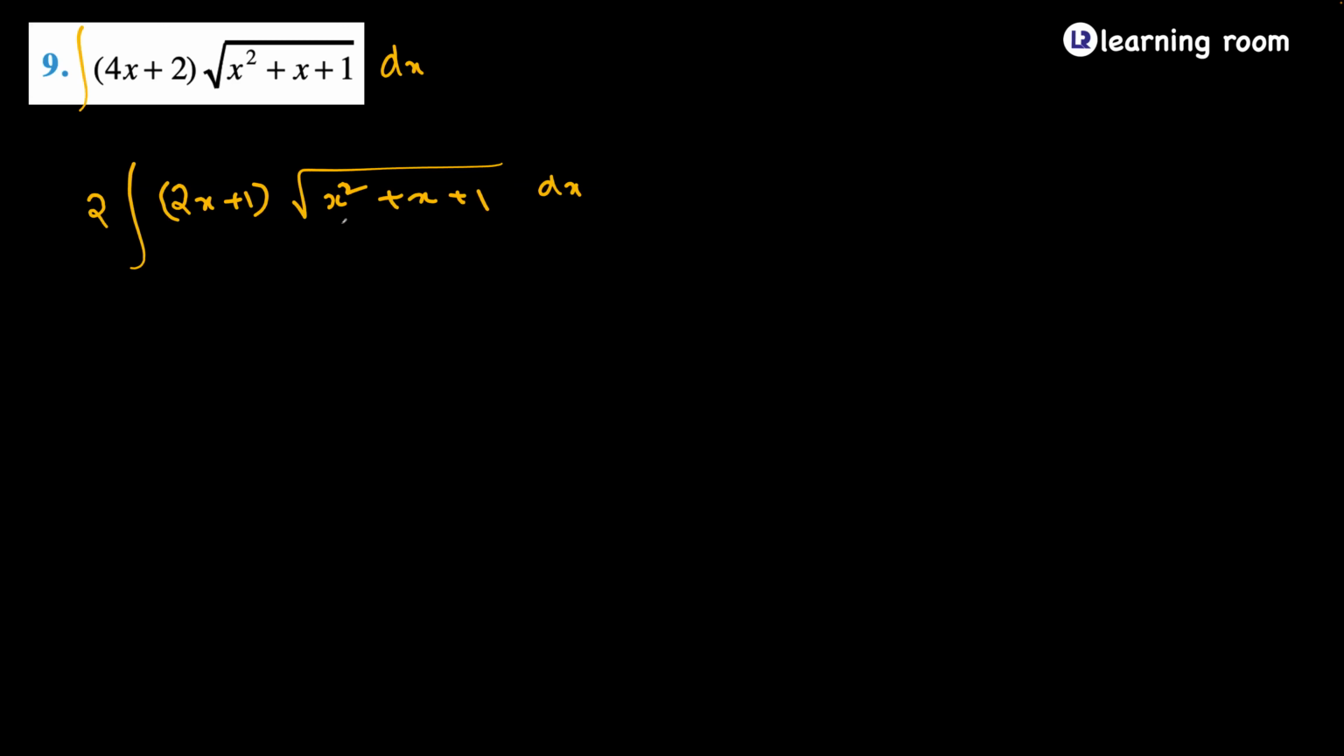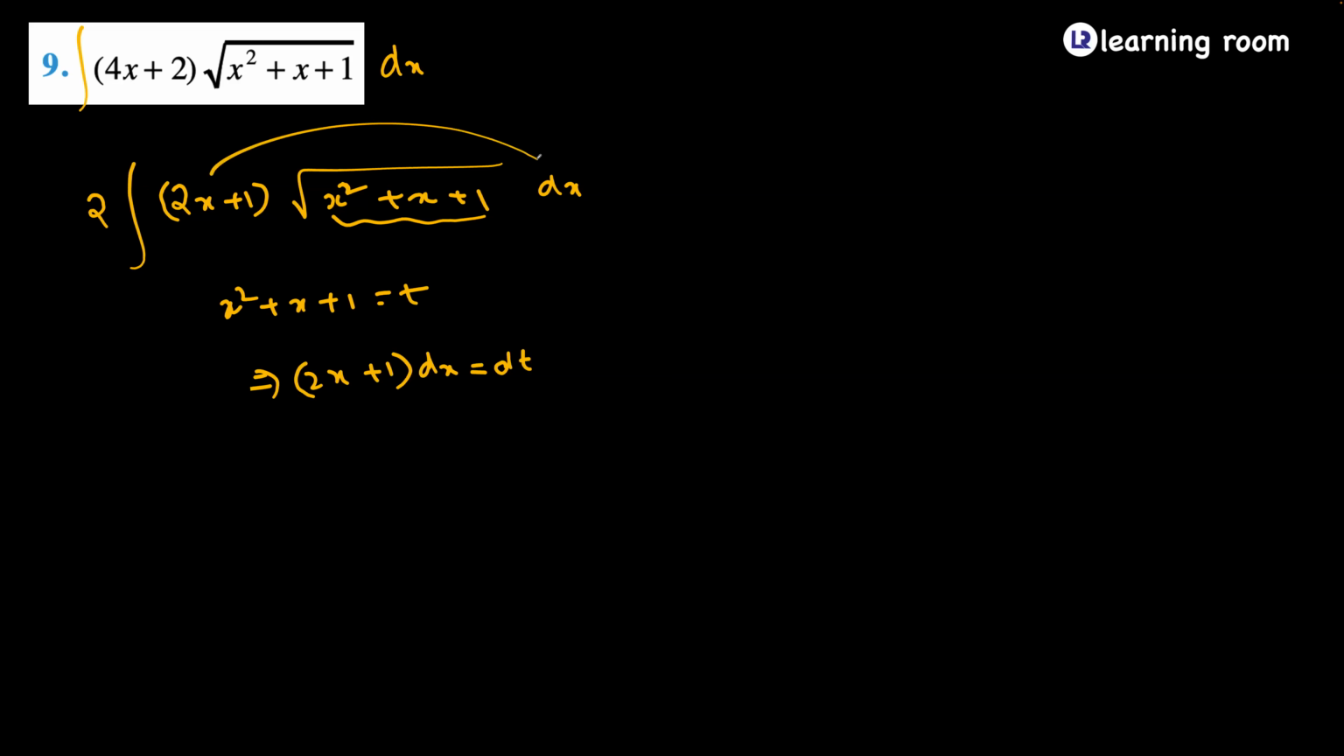Okay. So what I'll do is I'll put x square plus x plus 1 as t, which implies 2x plus 1 times dx is equal to dt. So 2x plus 1 times dx is equal to dt. So 2 into integral of, this will be square root of t dt. Did you understand? x square plus x plus 1 is t, and 2x plus 1 into dx is dt.